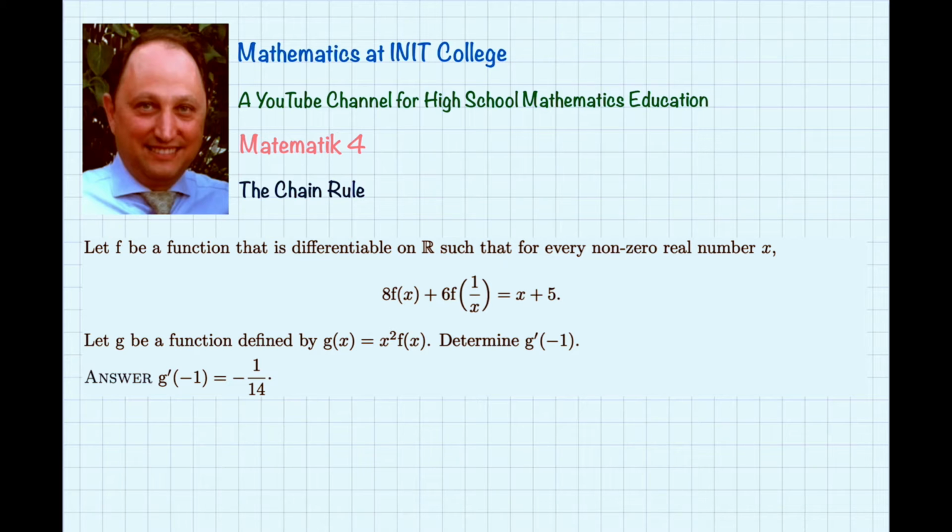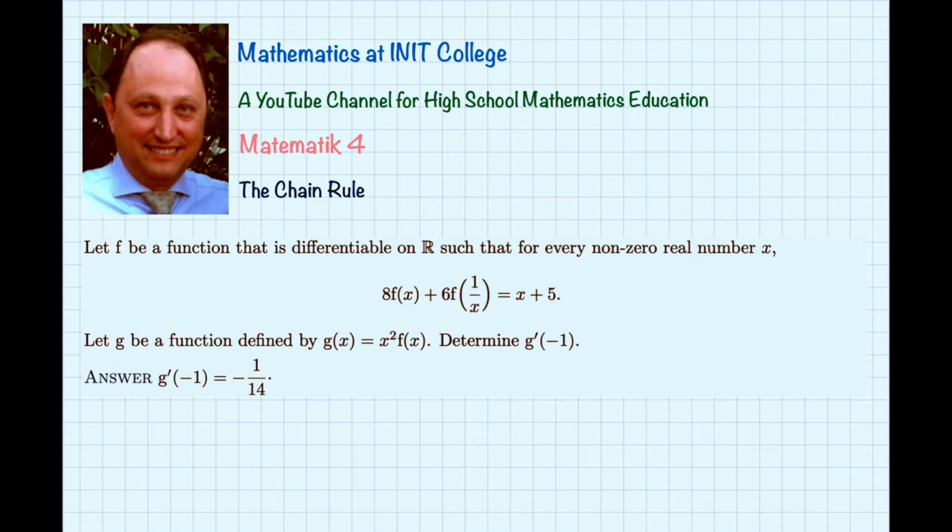The chain rule. In this video I am going to solve the following problem for you. Let me read the question first. Let f be a function that is differentiable on R, the set of real numbers, such that for every non-zero real number x, 8 times f of x plus 6 times f of 1 over x equals x plus 5. Let g be a function defined by g of x equals x squared times f of x. Determine g prime of minus 1.